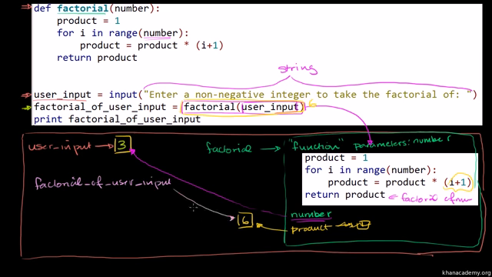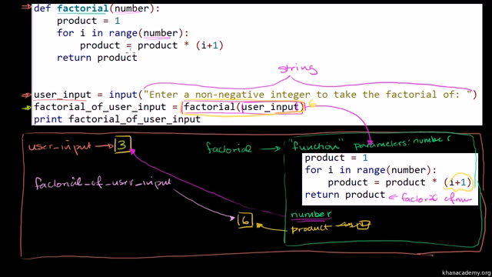I know this might be a little bit confusing with all of this diagramming, but I really want you to get the sense of what's happening. User input is referring to something. We pass that something to the factorial program. So then we go up here. And within the factorial program, since we passed user input, and user input was 3, number is going to refer to 3.